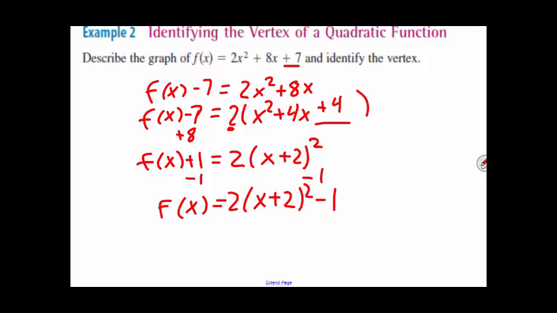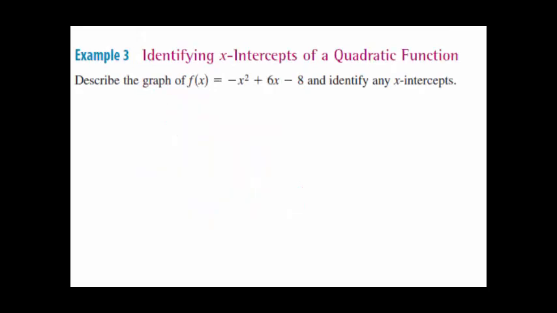So what is the vertex? Exactly right. It is (-2, -1), because the inside value flips. That is where we would start to graph it, and then we would go over 1, up 1 times 2, our stretch factor, over 2, up 4 times 2, our stretch factor, and so on. Hopefully that isn't too bad, but that's something we're going to be practicing.